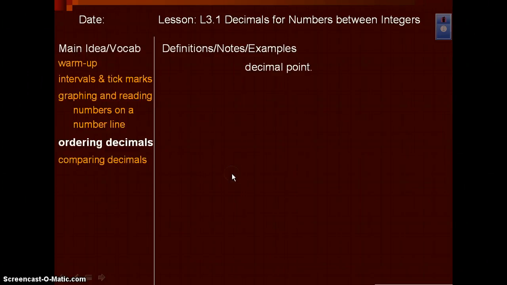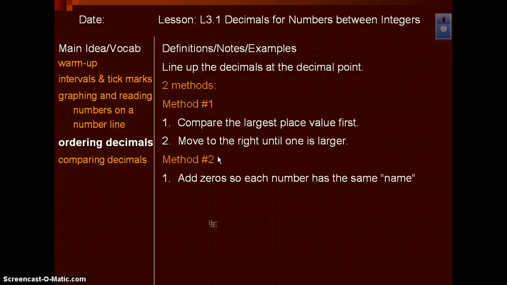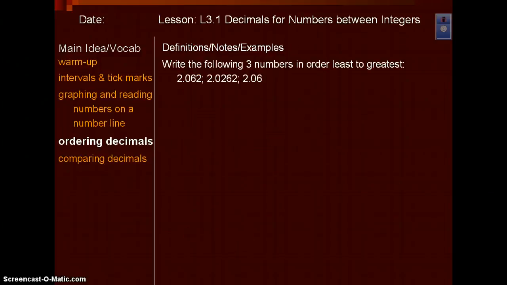We can use this idea to help us put decimals in order as well. We always want to line up the decimals at the decimal point in order to put them in order. There's two methods here. You're going to actually see an example of both of these methods, and then you can decide which one you'd like to write in your notes. So let's check them out.